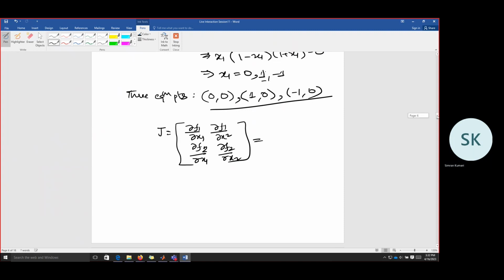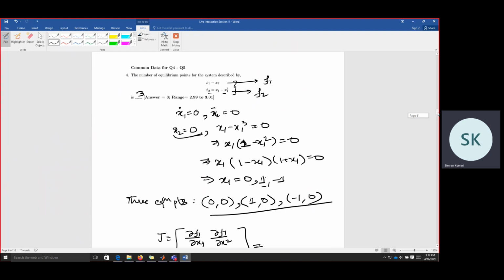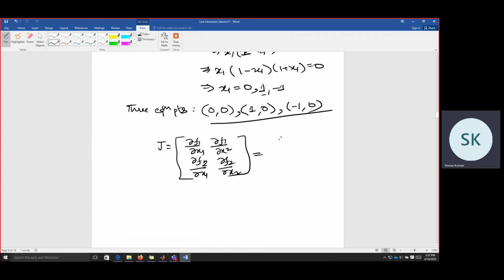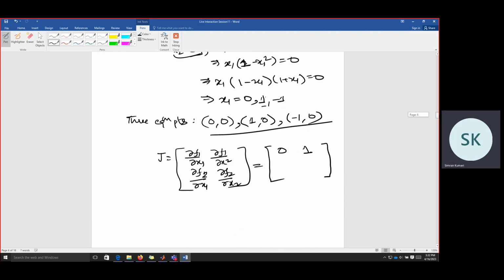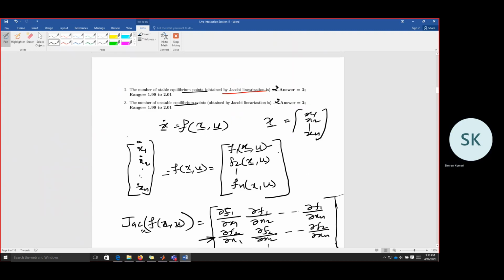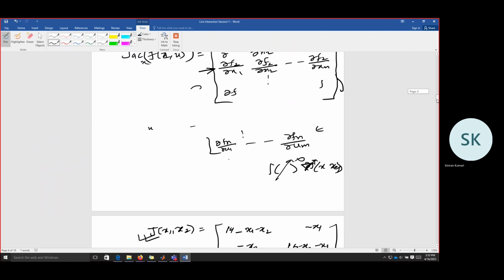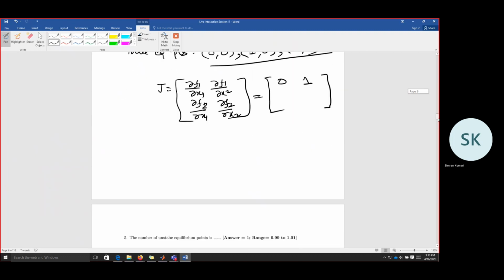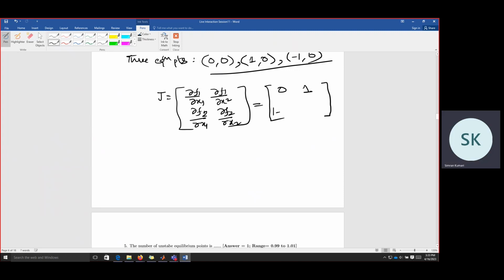Okay. So for the first function, it is x2. So del f1 by del x1 is 0 and del f1 by del x2 is 1. Now the second one is x1 minus x1 cube. So this will be 1 minus 3x1 squared, and this is 0. So this is the Jacobian. And now we'll evaluate this Jacobian at these equilibrium points.